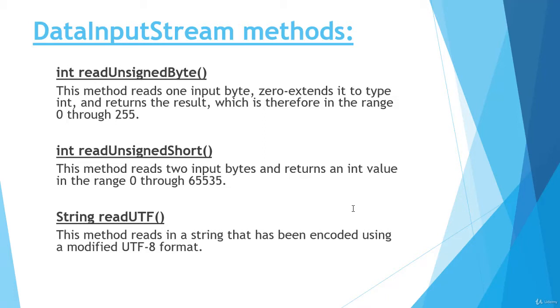Its range is from 0 to 255. Next, we have the readUnsignedShort. This method helps us read 2 input bytes and return an integer value in the range of 0 through 65,535. This is the range. Next, we have the readUTF method. UTF is just a coding scheme. This method reads in a string that has been encoded using a modified UTF-8 format.